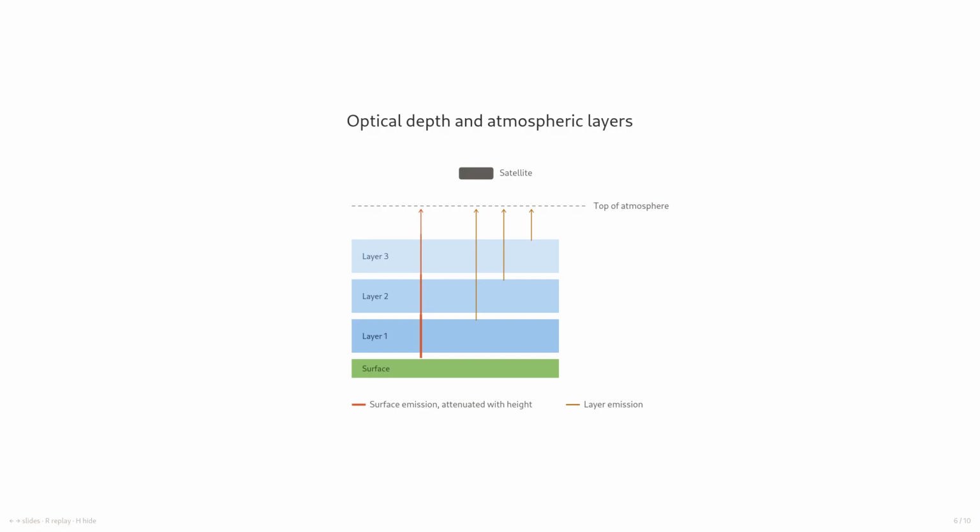Models divide the atmosphere into layers, each with its own pressure, temperature, humidity, gases, clouds, and aerosols. Follow the red arrow. Surface emission passes through every layer above and weakens on the way, while each layer adds its own emission. The orange arrows, the radiance crossing the top of the atmosphere is the combined contribution of the surface and all layers.